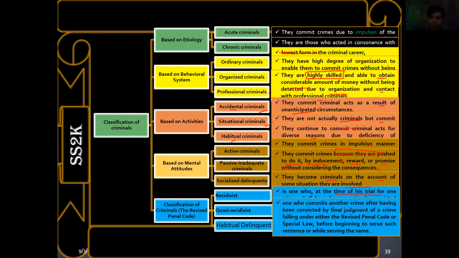Yan. Quasi-recidivist pertains to one person who commit another crime after having been convicted by final judgment of a crime falling under either the revised penal code or a special law before beginning to serve such sentence or while serving the sentence. Okay? So, paano po ito, no? O nakakomit ng isang krimen habang kanyang binubuno yung kanyang sentensya sa loob ng kulungan. Di ba? So, andun na siya sa loob ng kulungan, nakagawa ng krimen. O quasi-recidivist. Okay? So, one who commit another crime after having been convicted by final judgment of a crime falling either revised penal code or special law.